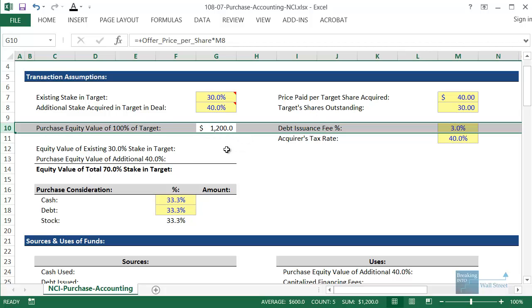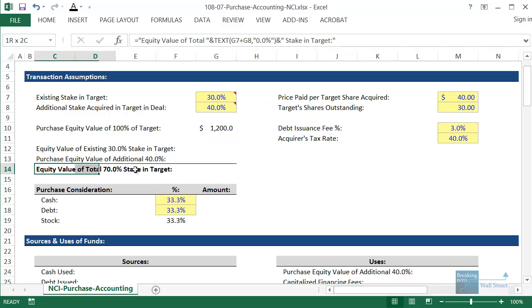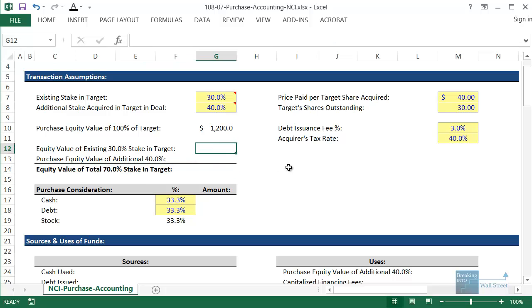And now the question is, what is the value of our existing stake in them? And then what is the value of the new stake that we're going to acquire in them? And what is our total ownership, our 70% that we're going to own in them at the end? What is that actually worth?